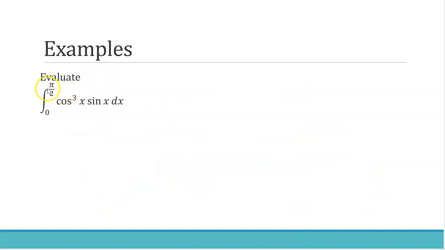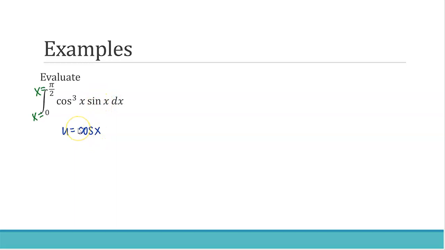Let's look at another example. I have: evaluate the integral from 0 to pi over 2 of cosine cubed x times sine x dx. So once again, just to remind ourselves, these are x values as my limits of integration. I'm going to do u substitution here, letting u be cosine x, because that's my inside function. Cosine x is inside of the cube, and a version of the derivative of cosine is multiplied on the outside.